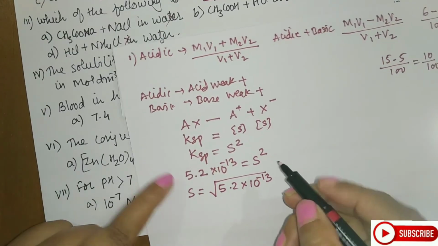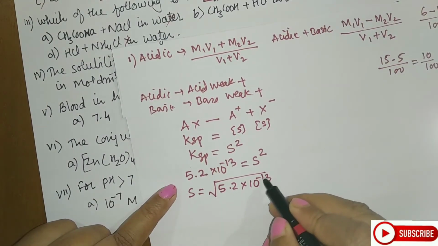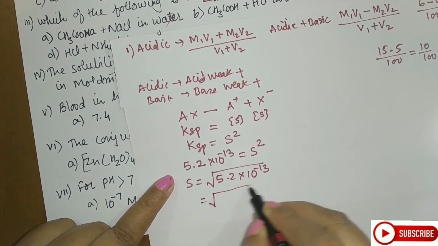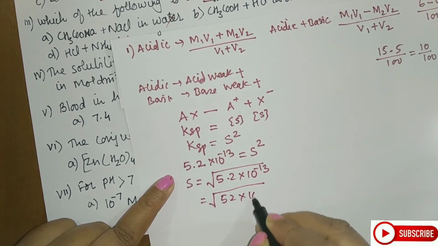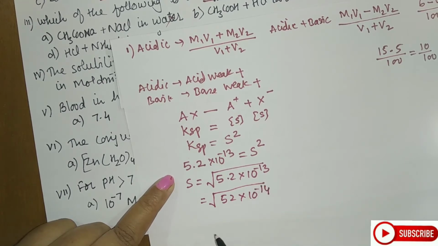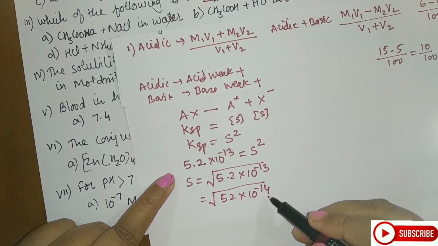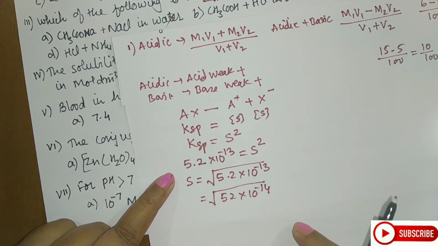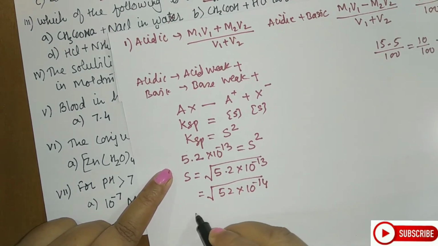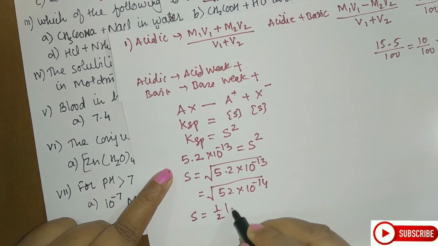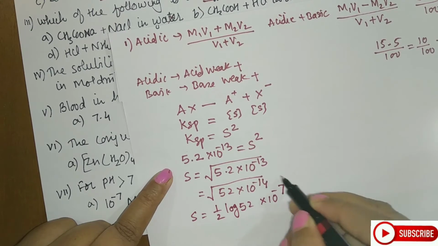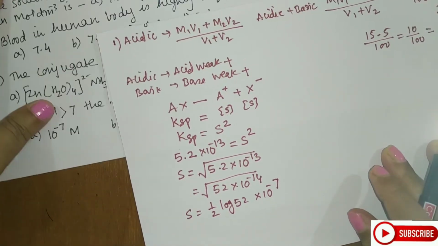Whenever it is under root, what you have to do is make this raised power in the multiples of 2. And therefore, it will become 52 into 10 raised to minus 14. Students, why do we make this in the multiples of 2? So that when it comes out of this bracket, it will become exactly half. So let us solve this. S is equal to half of 52 into 10 raised to minus 7. Simply this will become half. So easy for the calculation.